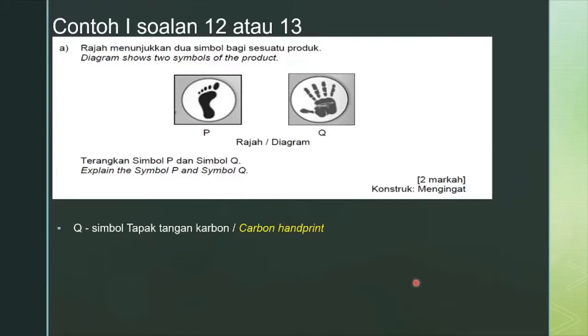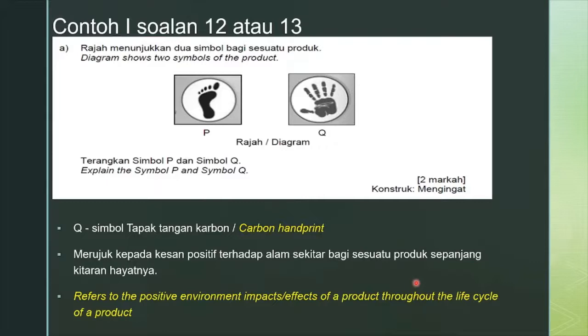Alright. Untuk simbol Q, kita namakan dia sebagai simbol tapak tangan karbon. The name given for the second diagram, the symbol Q, is carbon handprint. Penerangan dia ataupun jawapan dia, simbol Q merujuk kepada kesan positif, ya. Tadi kesan negatif, yang ini pula kesan positif terhadap alam sekitar bagi sesuatu produk sepanjang kitaran hayatnya.